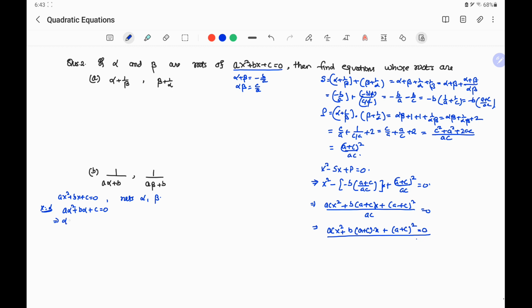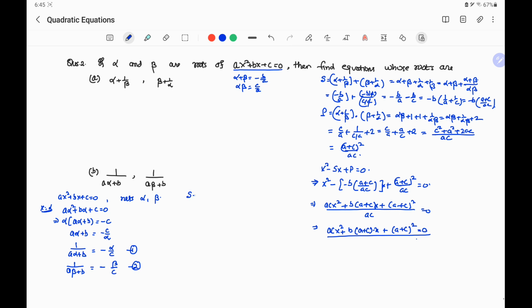Rearranging the terms, we will have alpha taken common. It will be alpha into a alpha plus b equal to minus c. Therefore, a alpha plus b will be equal to minus c by alpha, and 1 by a alpha plus b equal to minus alpha by c. This is one of the roots. Because beta is also a root of the quadratic equation, it will also satisfy, and we have another equation. This is 1 by a beta plus b, that is equal to minus beta by c. This is equation number 2. So equations 1 and 2 represent the roots of the quadratic equation which we have to find.